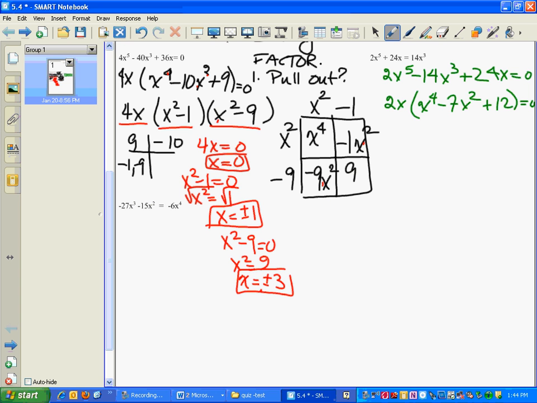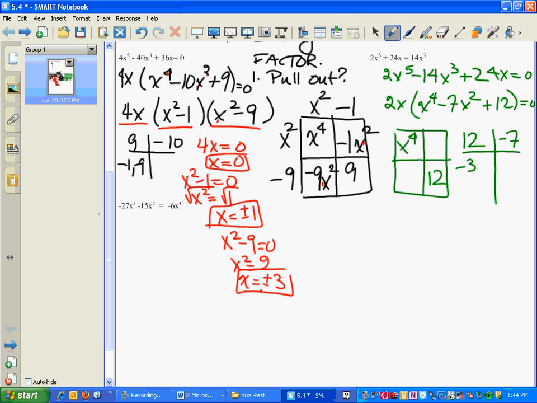Well, I'm not pulling out a negative value, I'm pulling out a positive. Okay. All right, so we're going to do our little box again. And we'll put x to the 4th and 12. And we say, what are our factors of 12 that give me negative 7?